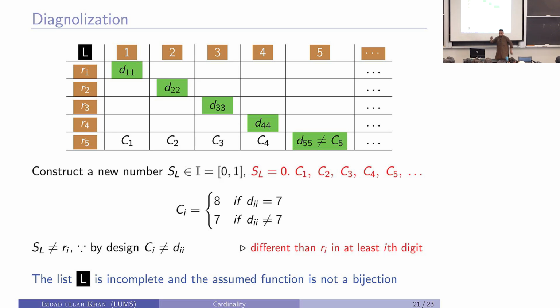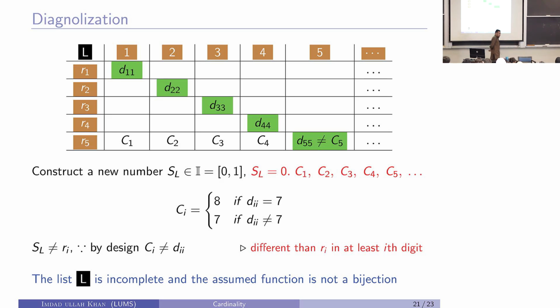This list is incomplete in the sense that this function is not a bijection. There is no x such that f of x is equal to this SL. So, this is not a bijection between the natural numbers and all the numbers between 0 and 1. This number is clearly between 0 and 1, right? I wrote it as 0 plus point some digits. This is a number between 0 and 1, and it is not assigned to anything.